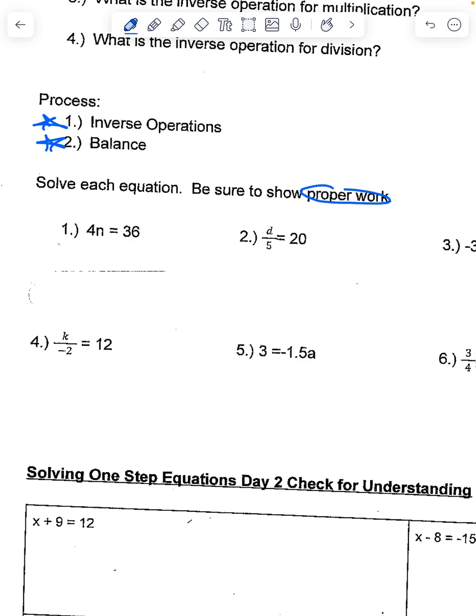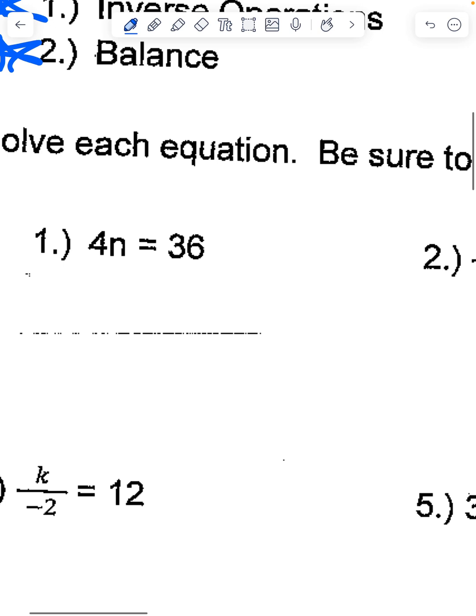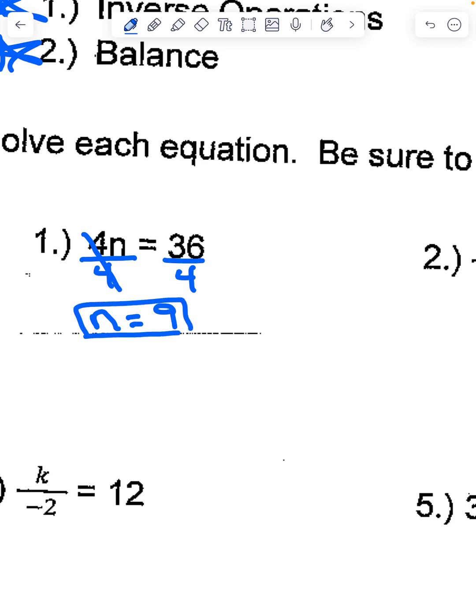Okay, we already know that n is 9 for number 1, but we are showing our work. A number next to a letter says multiplication. The inverse is to divide both sides by 4. I should see that on both sides. I should see your cancellation. 4 divided by 4 is 1n, and 36 divided by 4 is 9.